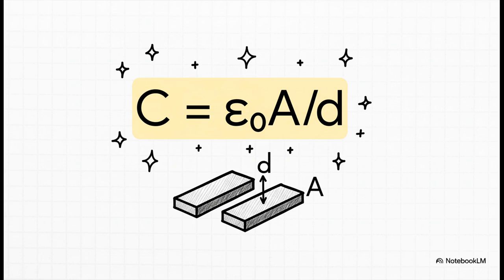So, how do we measure the storage ability? We call it capacitance, or C. And the formula for it, this is the superstar formula of this topic, so pay attention, is right here. C equals epsilon naught A divided by D. Epsilon naught is just a constant, A is the area of the plates, and D is the distance between them.